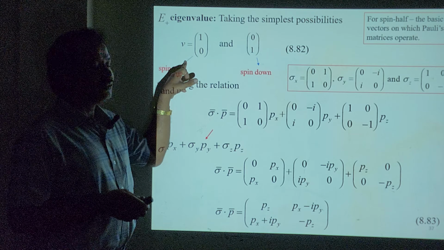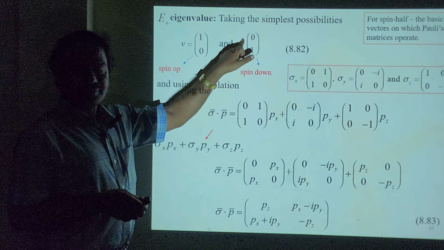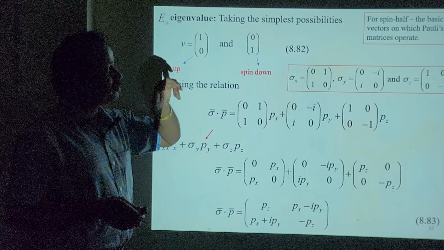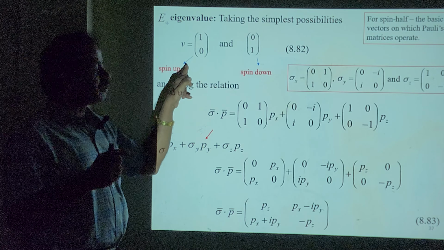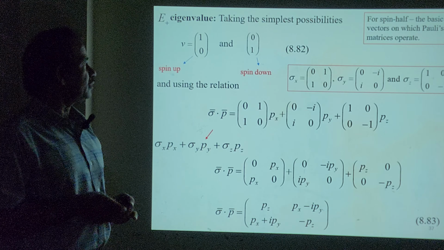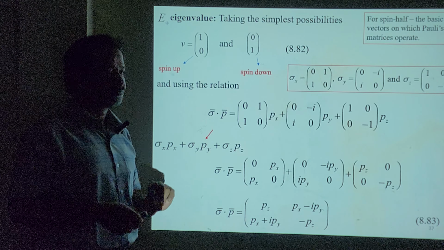Okay, so V equals 1 0 for spin up, and V equals 0 comma 1 for spin down. We are going to get for E plus two solutions, one for spin up and one for spin down. Okay, and first we will get the solution for sigma dot P.